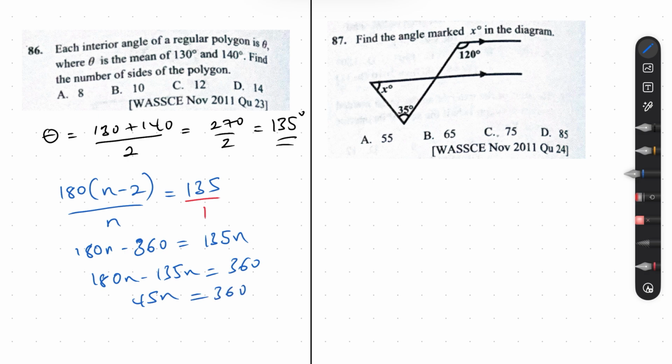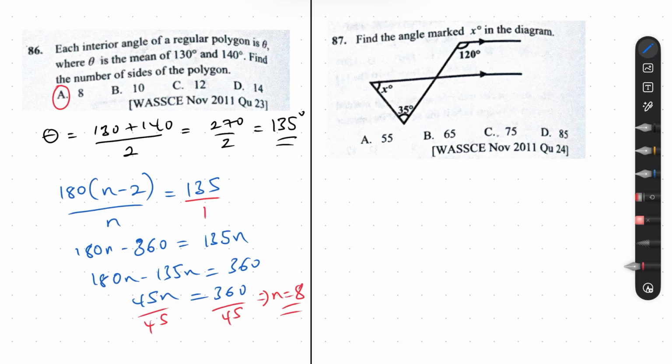So we divide by 45, and we should get n equals 8. Okay, n equals 8. You have it to be A. All right, let's move on to question number 87.